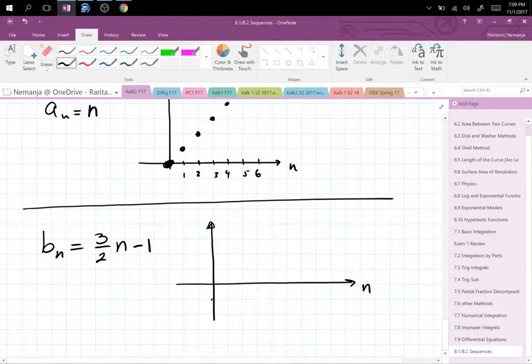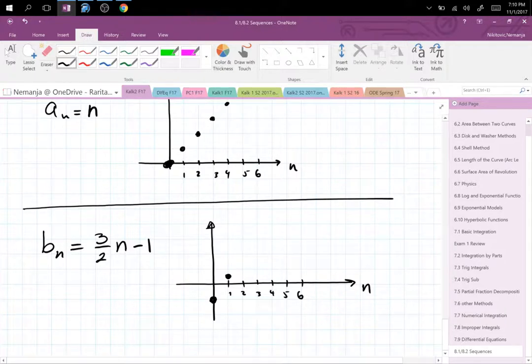So negative 1. The first dot is at negative 1. Where's the next dot? Three halves? No. 1 half. It's 1 half. So why is it 1 half? Because when you plug in 1, you have 3 halves minus 1. That's 3 halves minus 2 halves, which is 1 half.